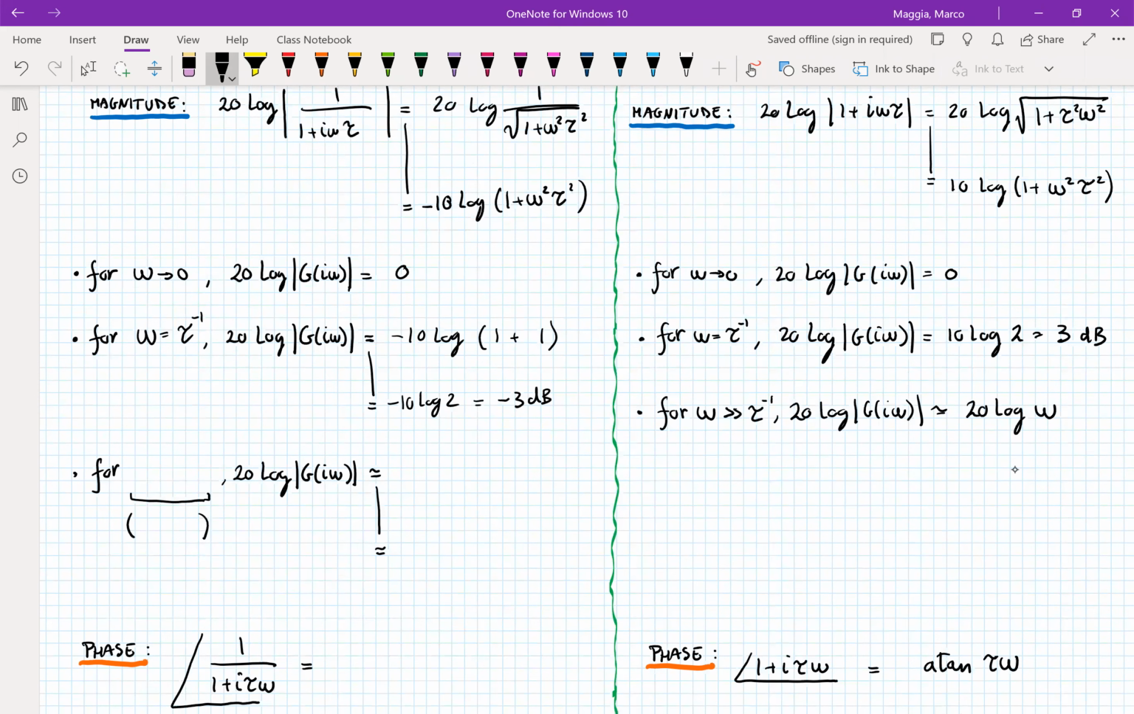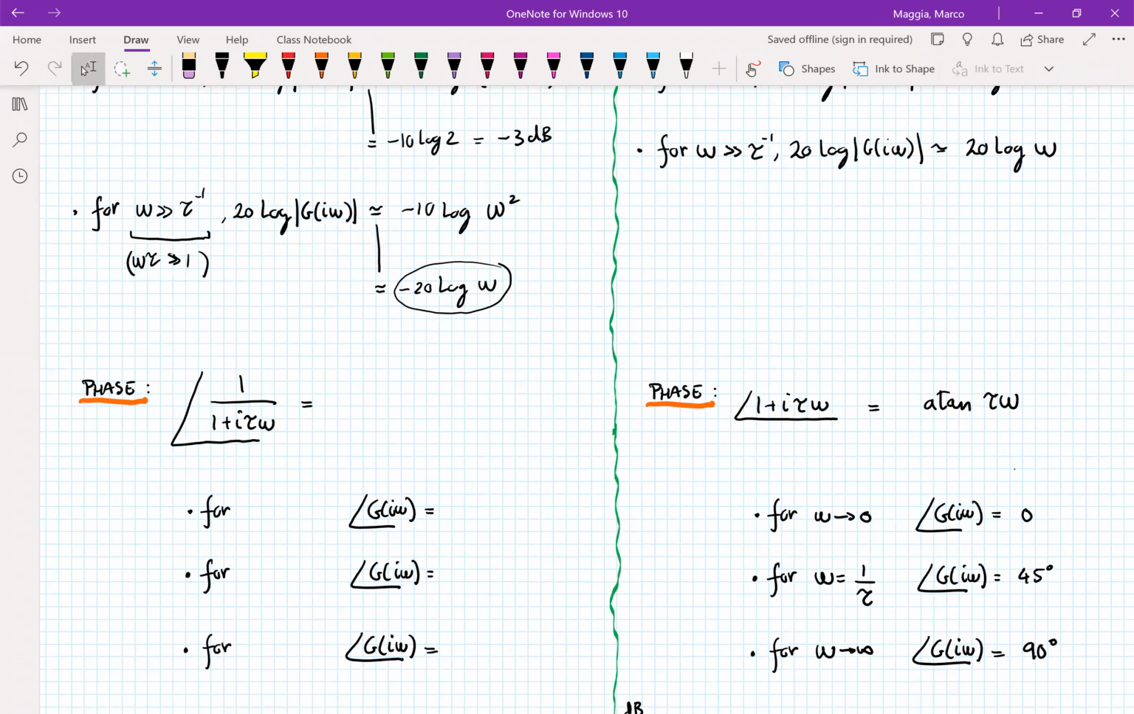What happens finally when omega is much greater than the cutoff frequency? Or in other words, when omega tau is much greater than 1, then 20 logarithm of the magnitude of the transfer function becomes minus 10 logarithm of omega squared. Or, and this is again an approximation, minus 20 logarithm of omega. So you see that this is what we've already found for the contribution of the pole at the origin. So for frequencies that are much higher than the cutoff frequency, the Bode plot of the magnitude behaves like the one for the pole at the origin.